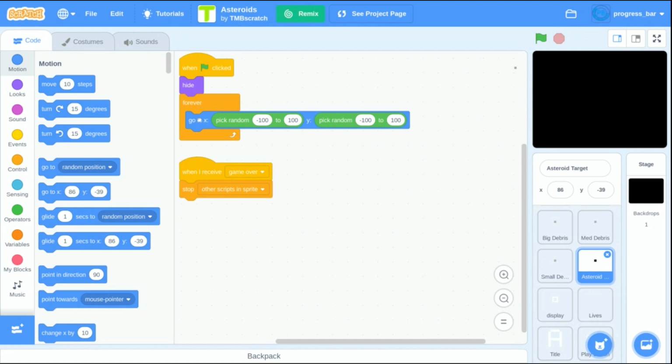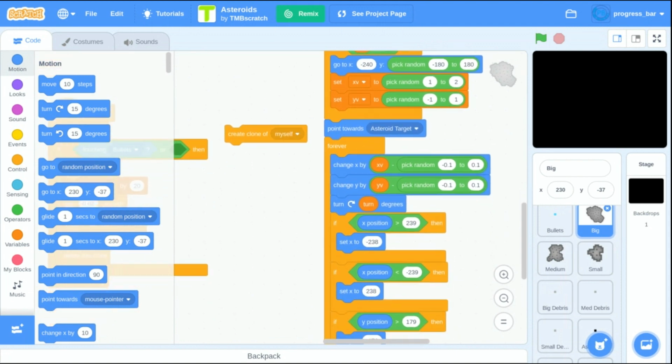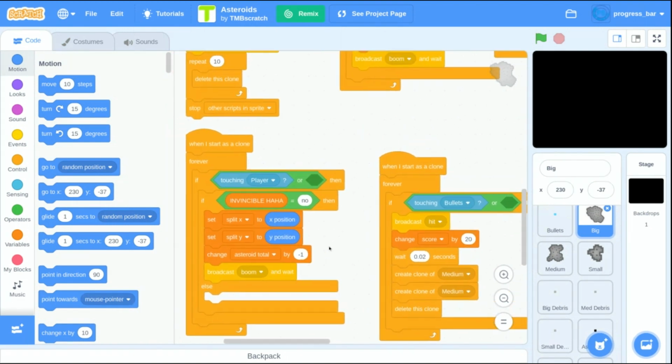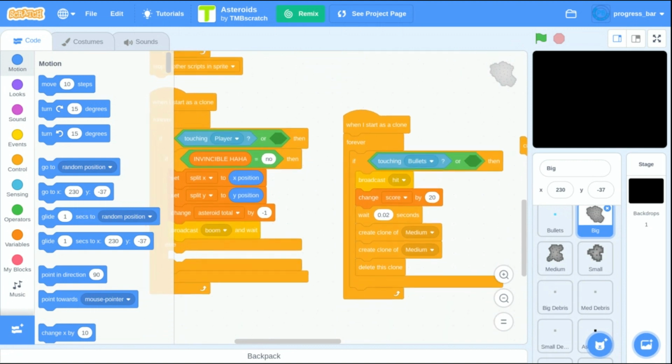This randomized asteroid target that is invisible and always bounces all over the screen is a really nice touch, because it brings a whole new kind of aspect to the asteroids. They can fly in any which direction. This over here is the code for how the asteroid spawns other asteroids. It sets variables called split x and split y that they reuse in the other asteroids, and I'm betting that the medium asteroid uses the split x and split y to set where it's going to spawn.